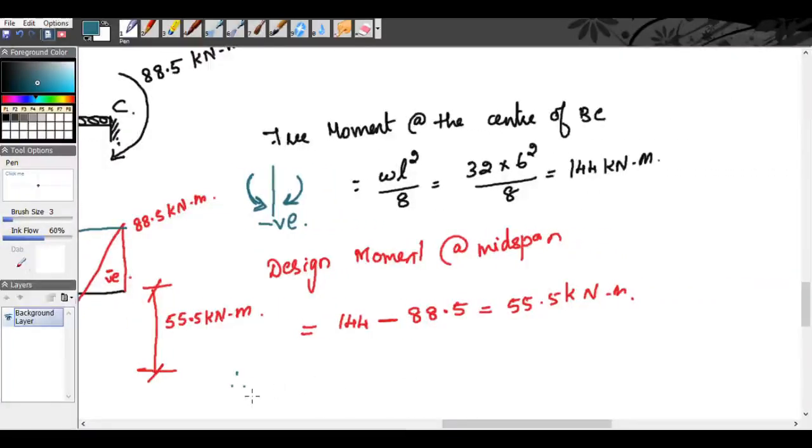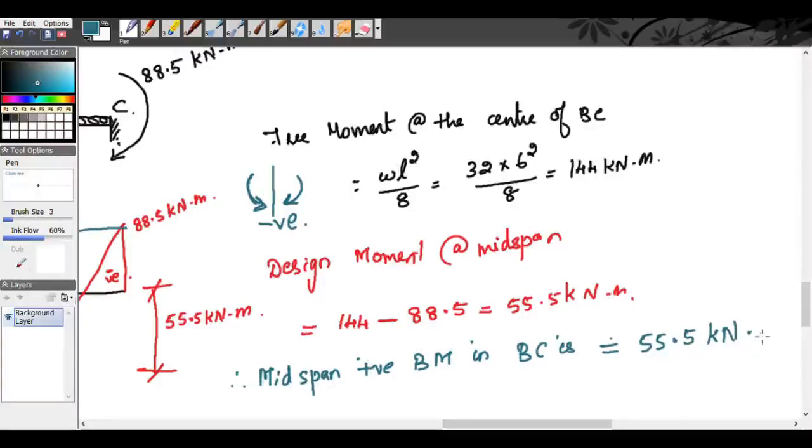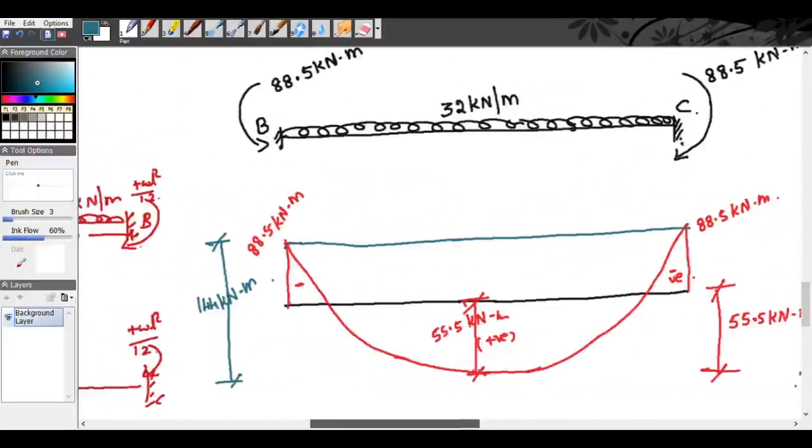Therefore, we are asked to find the midspan positive bending moment. The answer is, midspan positive bending moment in the span BC is equal to 55.5 kilonewton meter. That's all.